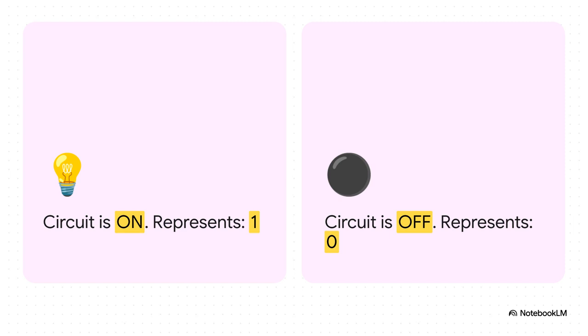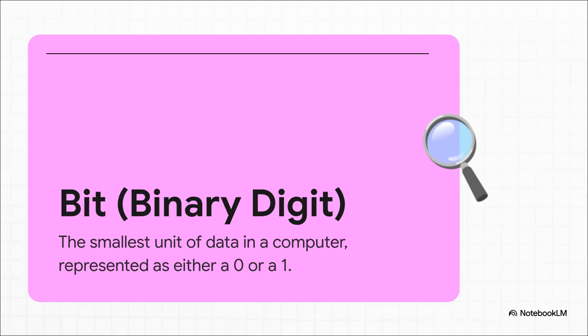We just give those states a label, 1 for on and 0 for off. That's it. That's the entire alphabet. And each one of those individual zeros or ones has a name. We call it a bit, which is just short for binary digit. You can think of a bit as the single atom of all digital information. It is the absolute smallest piece of data you can have.